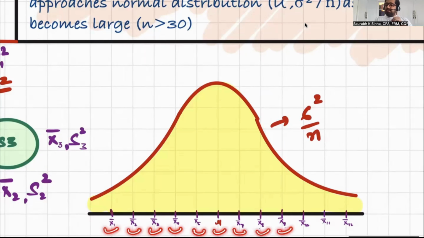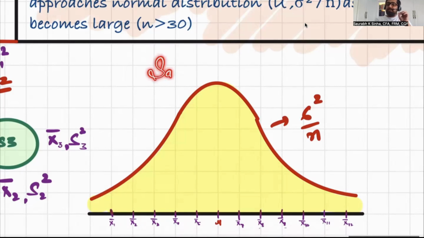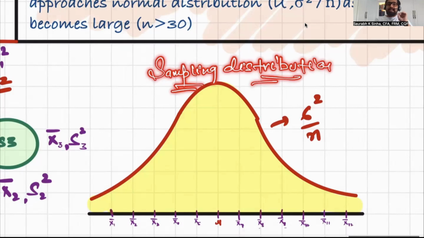You're plotting the mean and the probability or the frequency associated to it. When you plot it, the name given to this distribution is sampling distribution. What is a sampling distribution? Sampling distribution is a distribution where you plot the sample mean. Sampling distribution. It is not sample distribution.